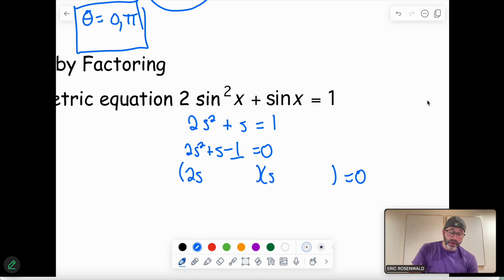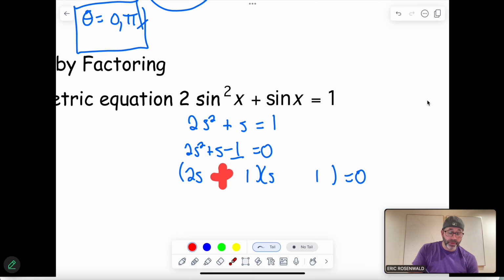The only factors of 1 are 1 and 1. And then the values that we're going to use for the middle are going to have to be, and this is where you have to get better about guess and check. They can't both be pluses because of the fact that we have a negative here. They can't both be negatives because of the fact that we have a negative here.